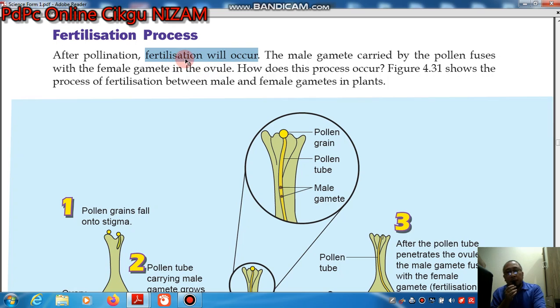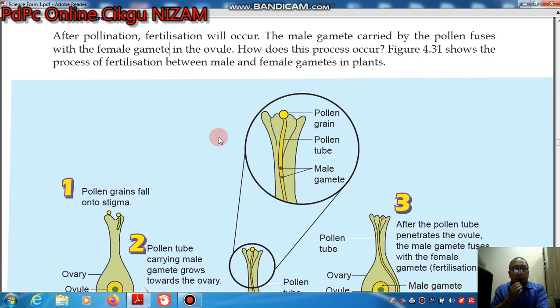So what is the meaning of fertilization? It is exactly the same as human fertilization or animal fertilization, in which the male gamete will fuse with the female gamete. Same thing happens. So fertilization is the process in which male gametes combine or fuse with female gamete. In plant reproduction, fertilization will occur as described below.